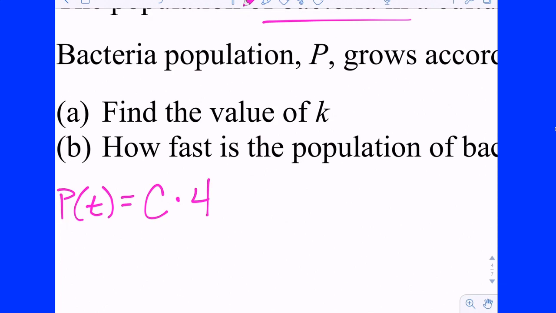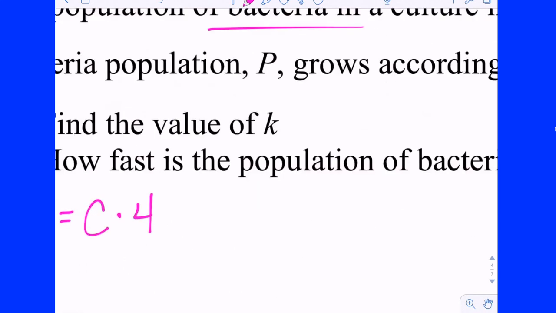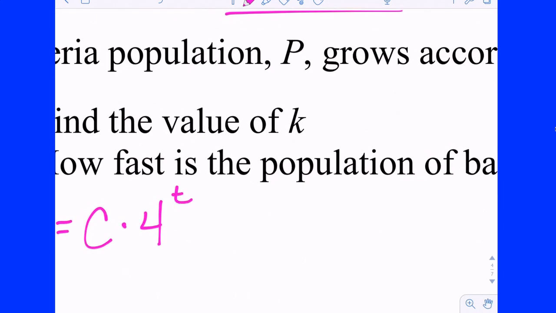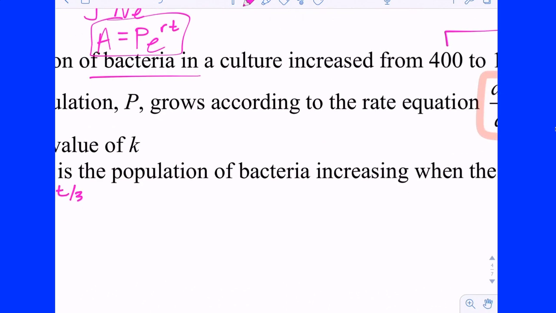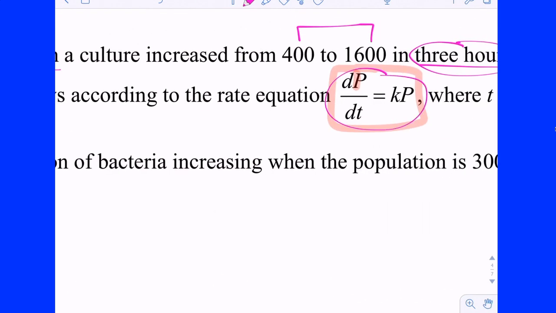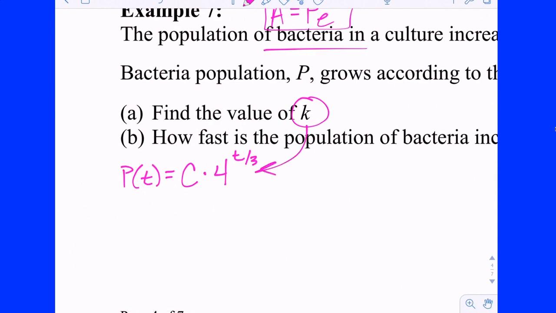And then times, if it quadrupled, a good base would be 4. And it would be in how long? 3 hours. So that would be t divided by 3. Yeah, go me, pre-cal. And then all you'd have to do is figure out what the initial population was. That would be a decent one to use, 4 to the t-thirds power. But notice, when they tell you that it grows according to this model, and they ask you to find k, is this going to help you do that?